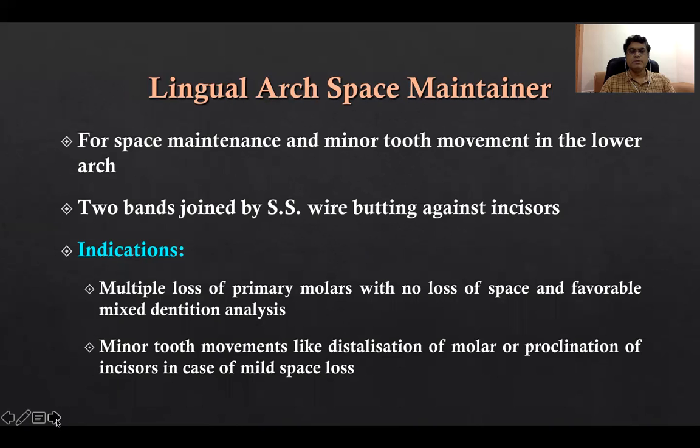Lingual arch space maintainer is used for space maintenance and also minor tooth movement in the lower or mandibular arch. Two bands will be joined by stainless steel wire butting against the lingual surface of the incisors. The indications are multiple loss of primary molars with no loss of space and favorable mixed dentition analysis, and minor tooth movements like distalization of the molar or proclination of the incisors in the case of mild space loss.